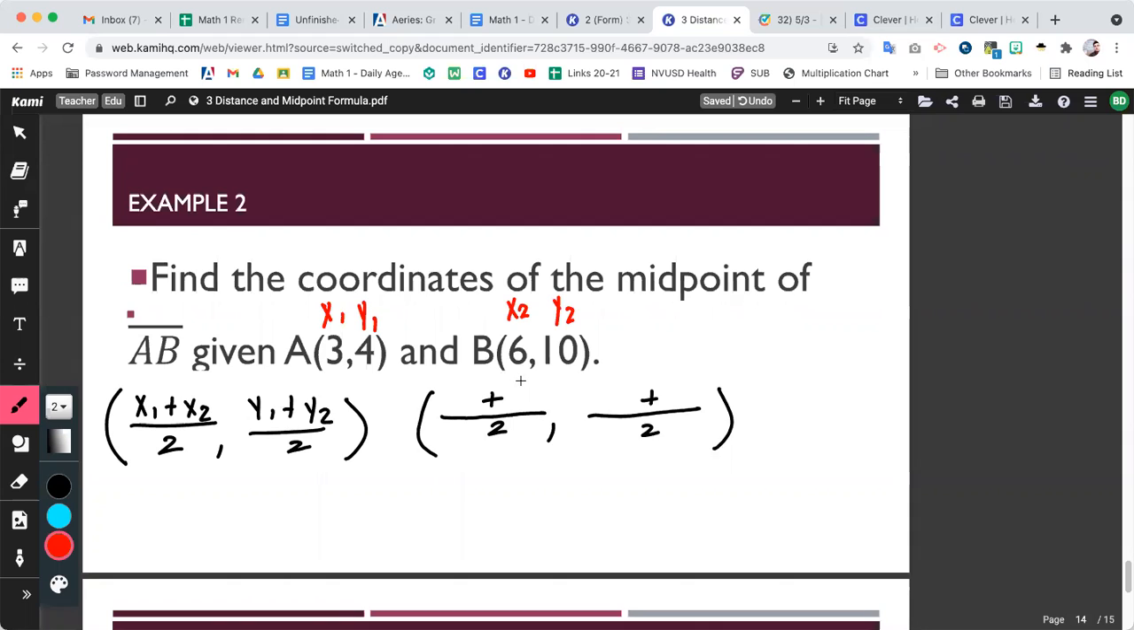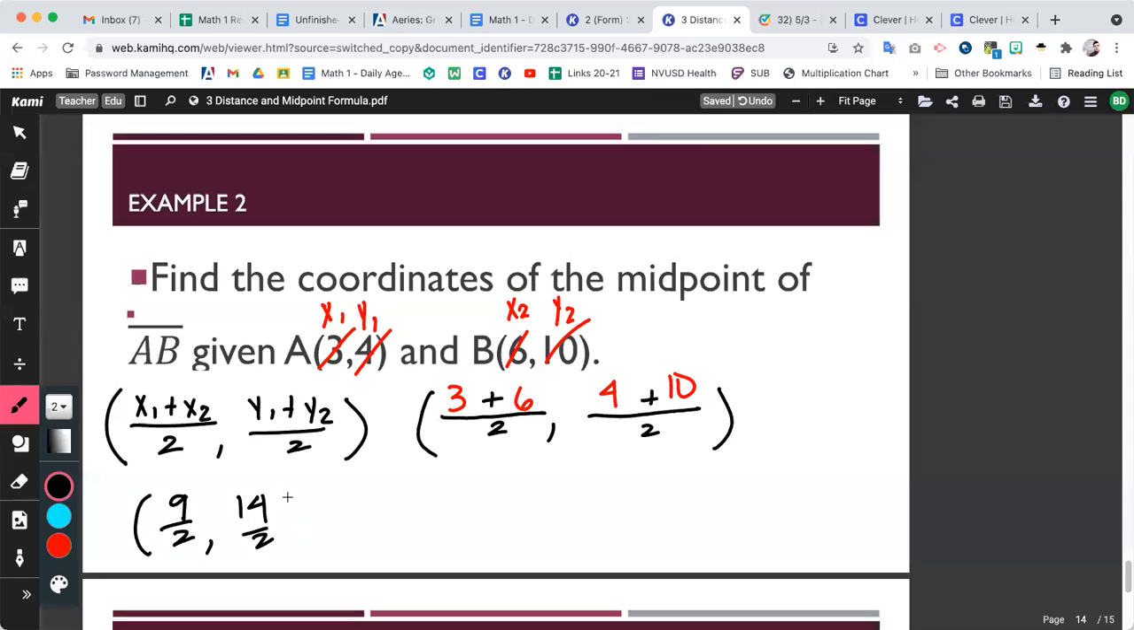Now let's plug in our points. What's x1? What's x2? Very good. y1. y2. Perfect. Let's add things together. 3 plus 6 is 9. 10 plus 4 is 14.